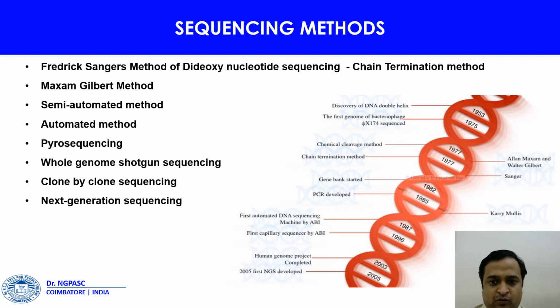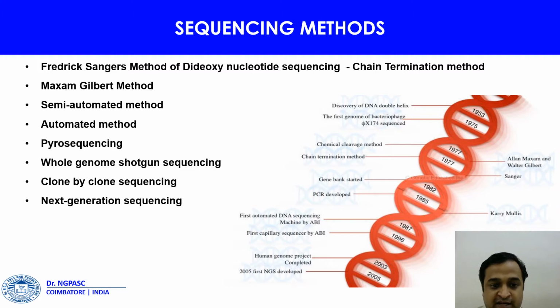So what exactly are the different DNA sequencing methods? We have Frederick Sanger's method of dideoxynucleotide sequencing, also called the chain termination method. We have the Maxam-Gilbert method, developed in the year 1977, which is also known as the chemical cleavage method. We have the semi-automated method of DNA sequencing, automated method of DNA sequencing, pyrosequencing, whole genome shotgun sequencing, clone by clone sequencing, and next generation sequencing.